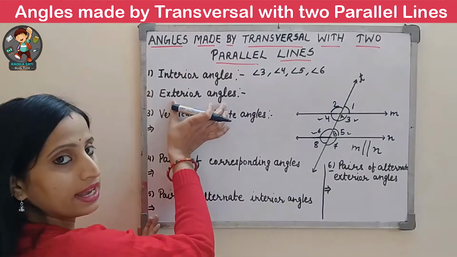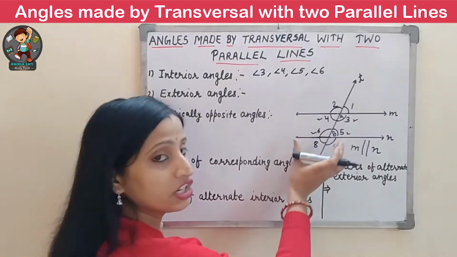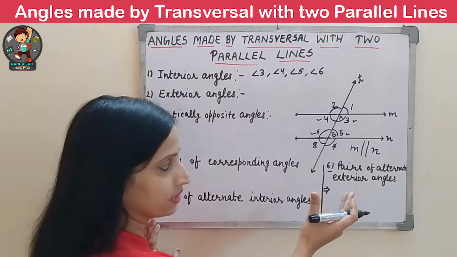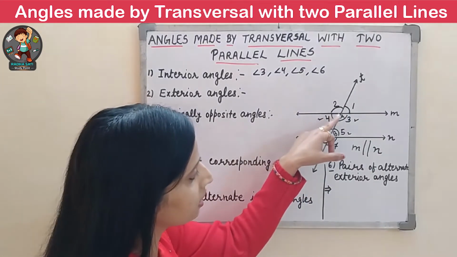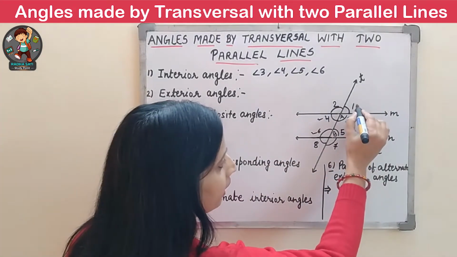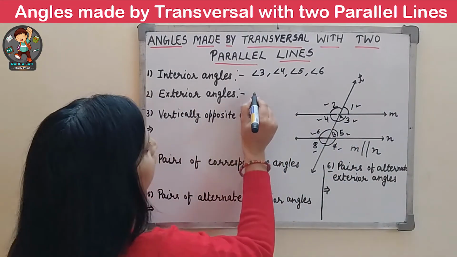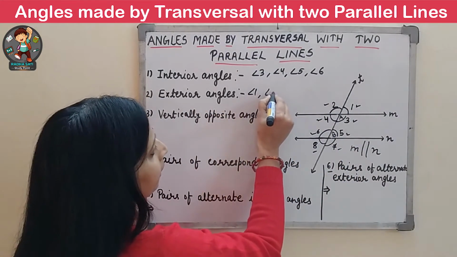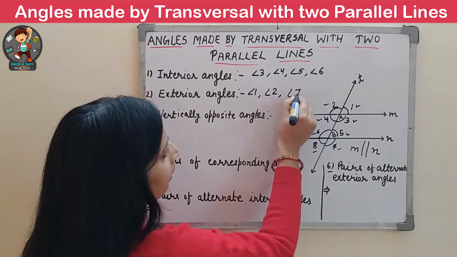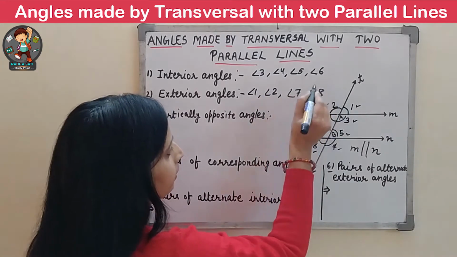Now exterior angles: angles formed in the exterior of these two lines, or the angles whose arms do not include AB. So here the exterior angles are 1, 2, 7 and 8. So angle 1, angle 2, angle 7 and angle 8.